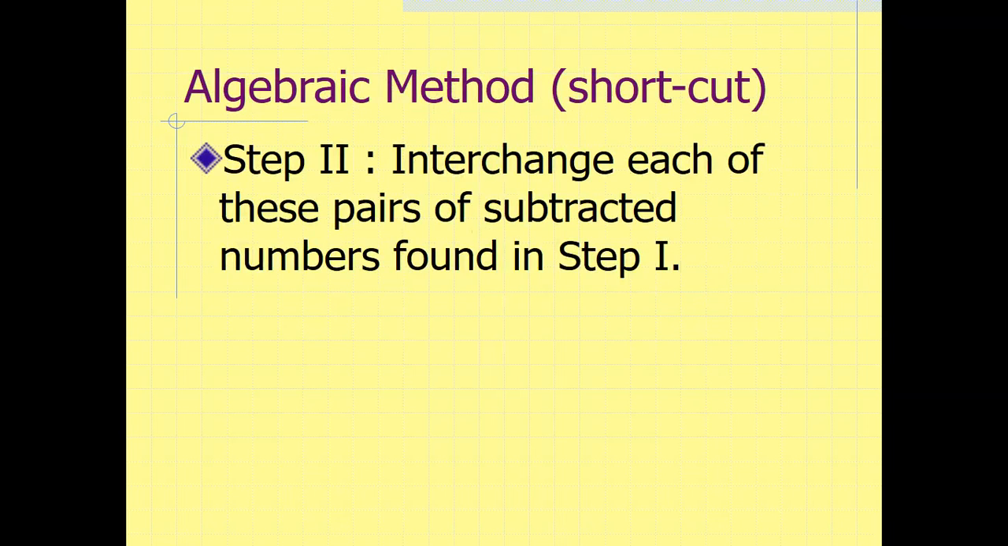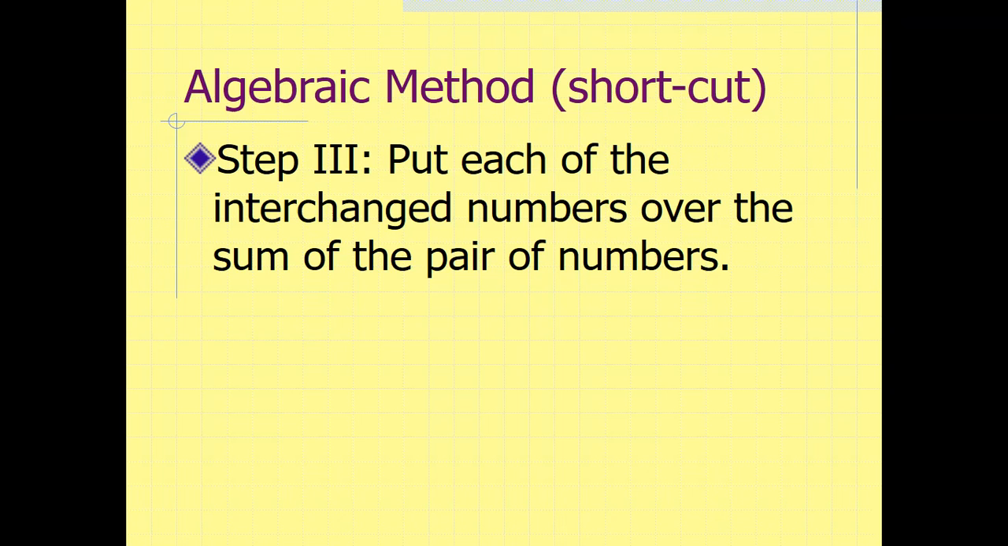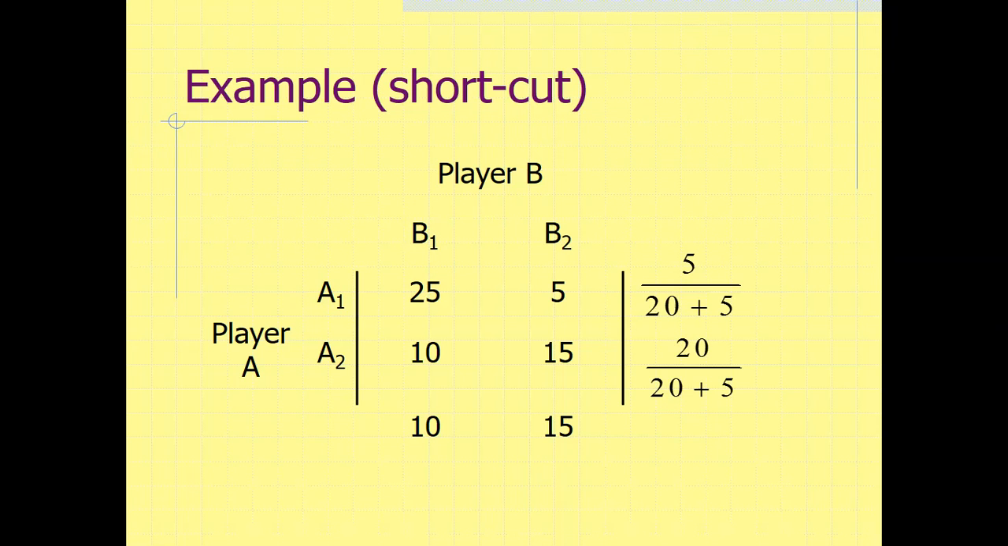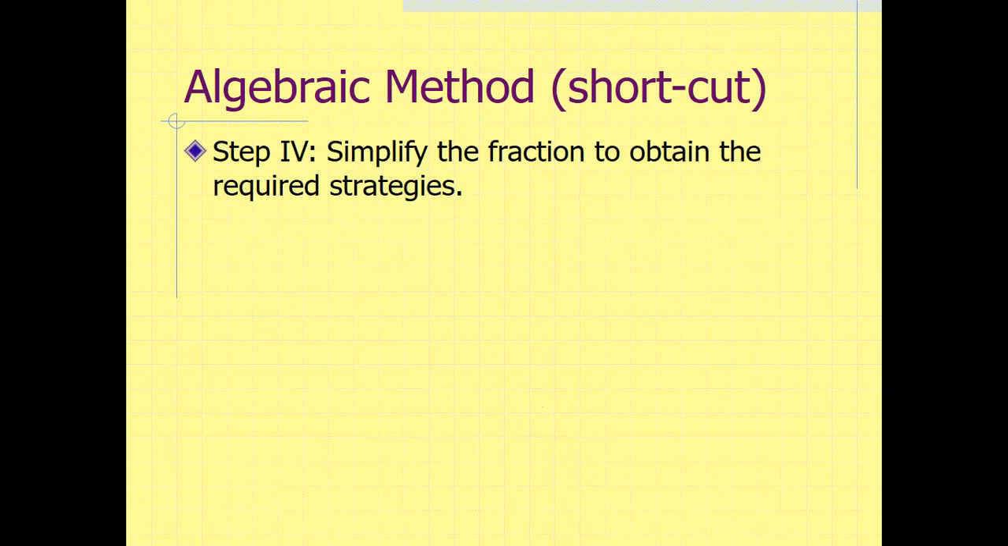Now the second step: interchange each of these pairs of subtracted numbers found in step 1. These are the values after interchanging 5 and 20, 15 and 10. Now the next step: put each of the interchanged numbers over the sum of the pair of numbers. That is 5 divided by 20 plus 5, 20 divided by 20 plus 5. Similarly 10 by 10 plus 15, 15 by 10 plus 15.